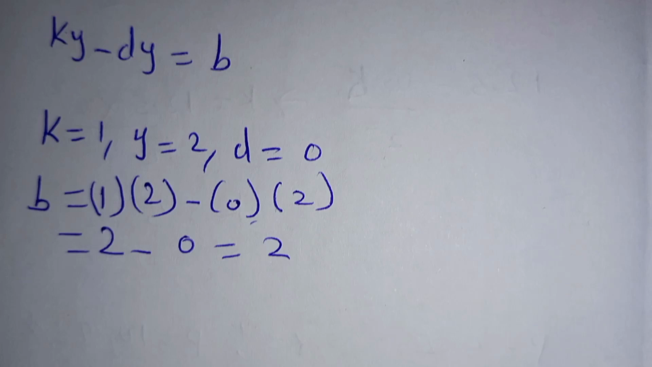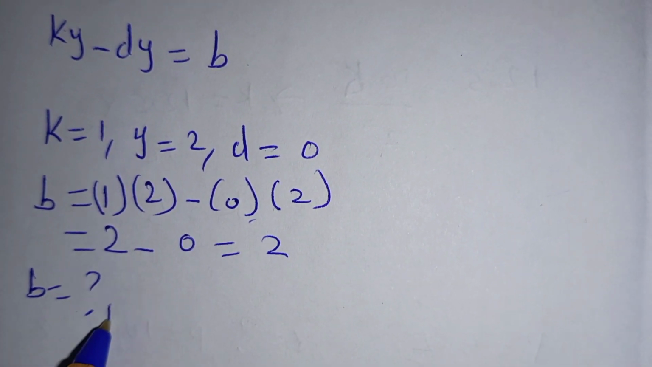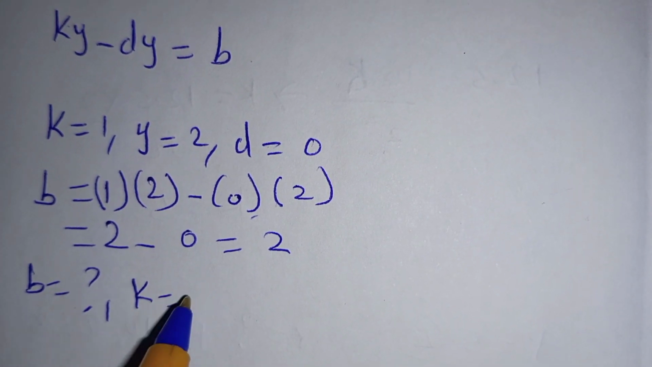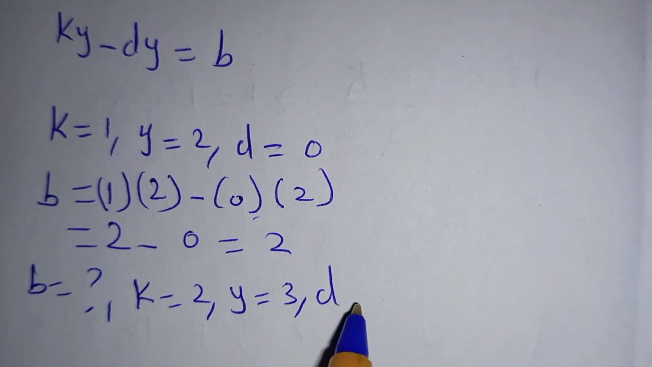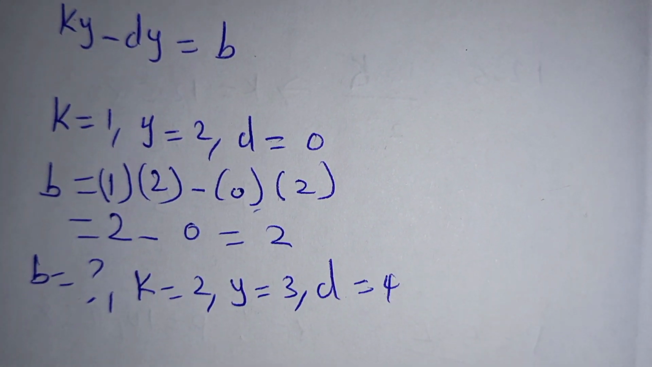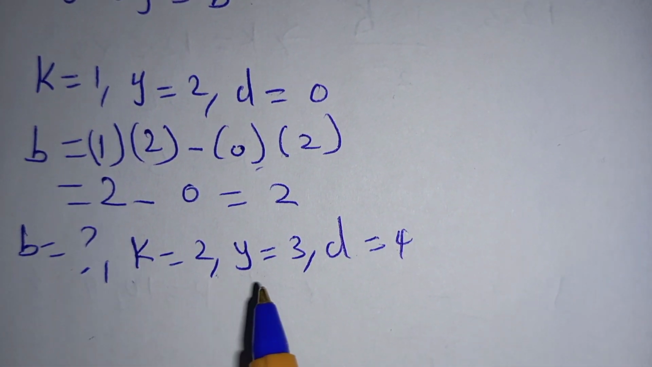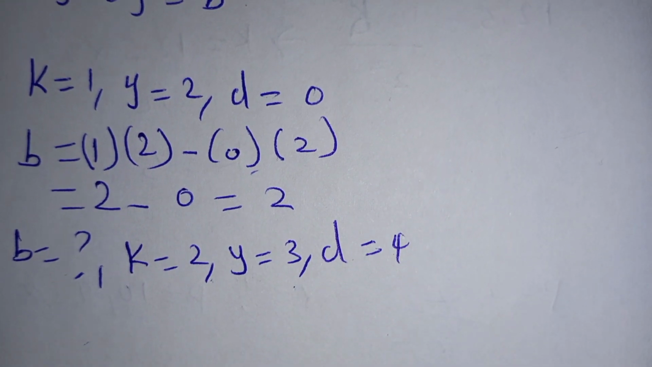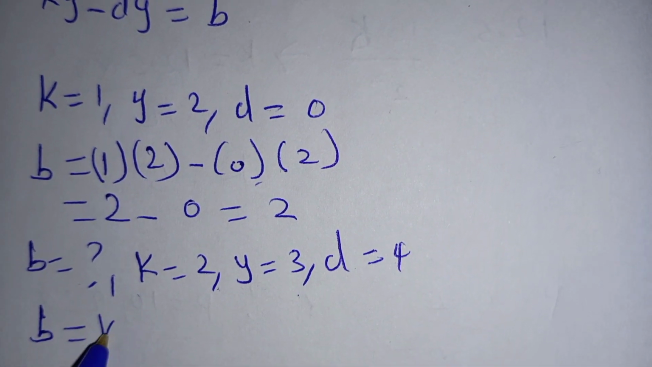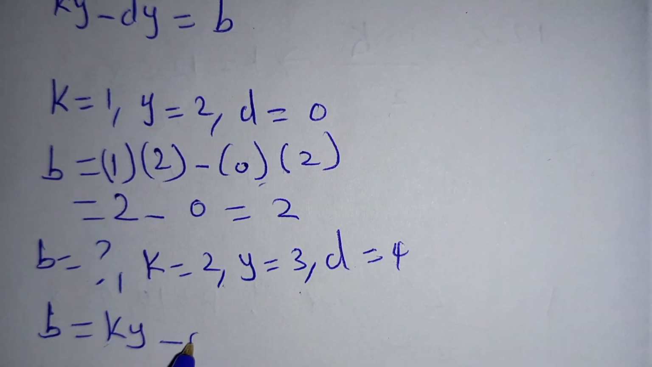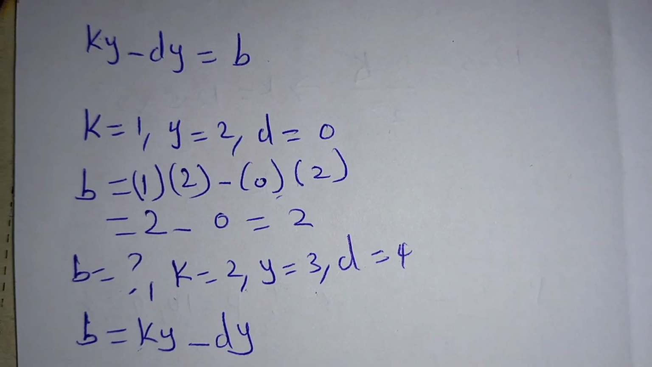So I give you this assignment to do. Obtain the value of b when k is 2, y is 3, and d is equal to 4. So b is equal to ky minus dy. So that is the formula you are going to use to solve this question.